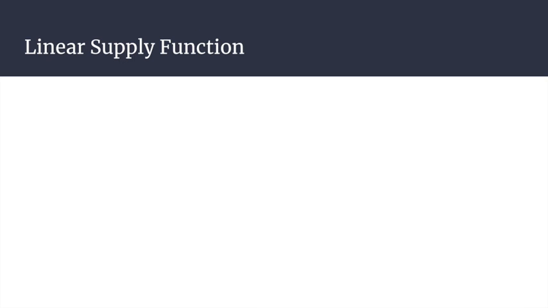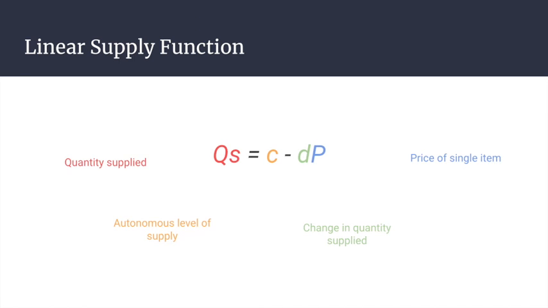So the linear supply function is just similar to the demand function, but it just has different values. So the quantity supplied equals the autonomous level of supply minus the change in quantity supplied times the price of a single item. So this is fairly straightforward.